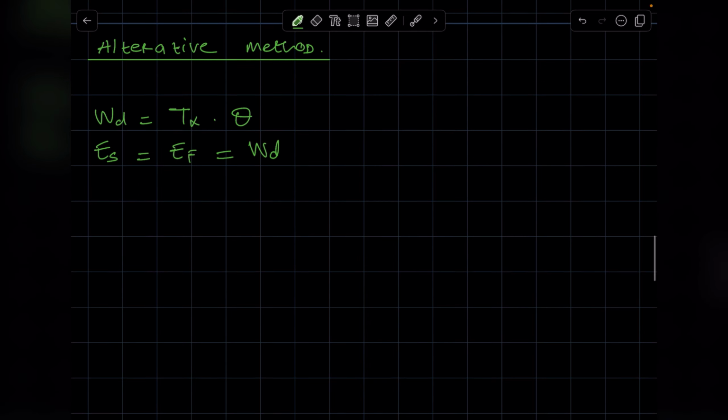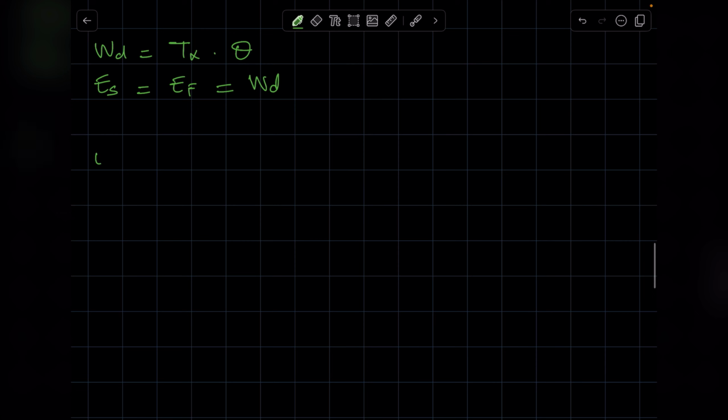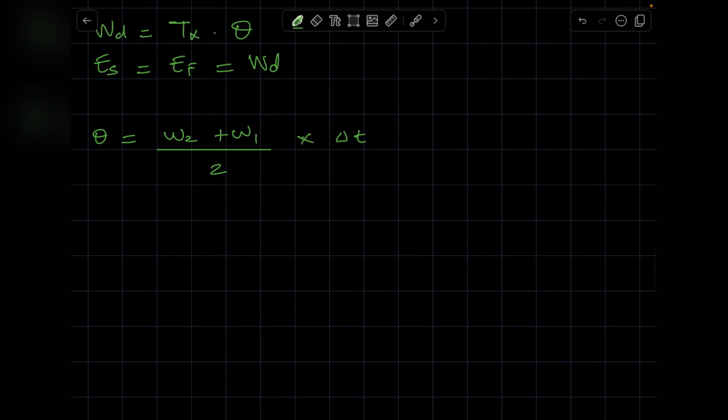And how do we calculate theta? We calculate theta by using the kinematic equations. One of the kinematic equations is theta is equal to omega 2 plus omega 1, divided by 2, times the change in t. This here is the average angular velocity.